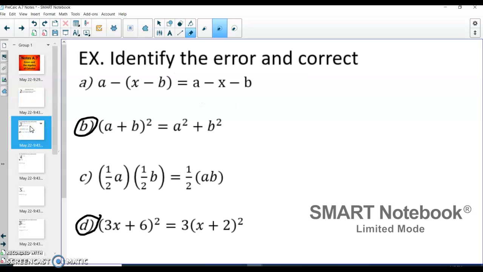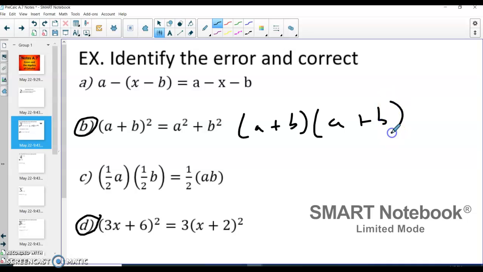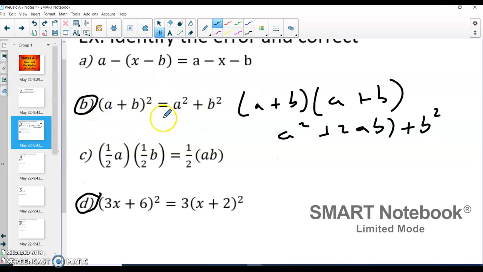So you'll see here, I'm going to go through these errors. I'm only going to do B and D because I don't want to do, like I said, every single one. Looking at this first one, B, this is a really common one that people try to do. They say a plus b squared is the same thing as a squared plus b squared, where it's not, because a plus b squared is the same thing as a plus b times a plus b. And when you FOIL this, you get a squared plus 2ab plus b squared. And so it's not the same.